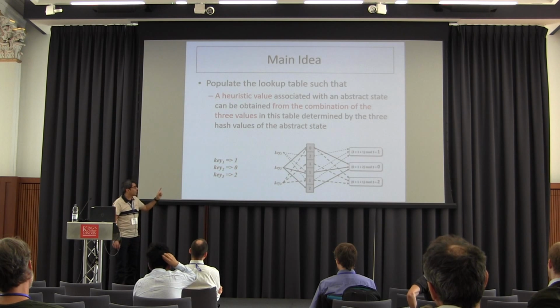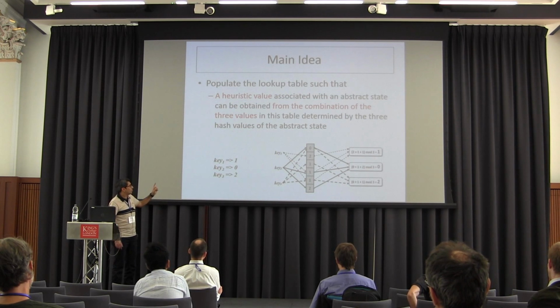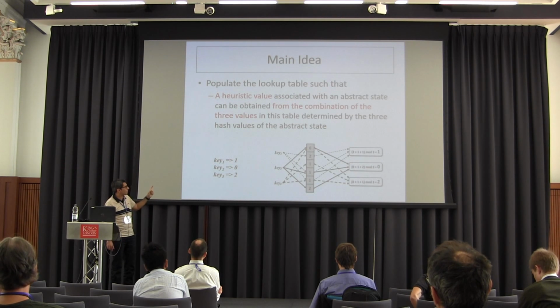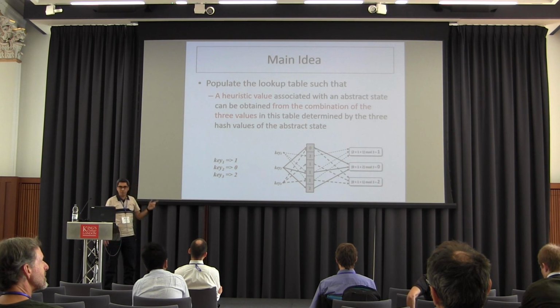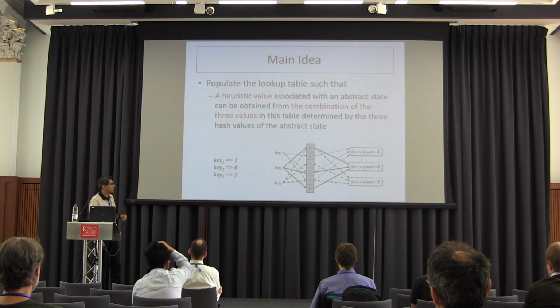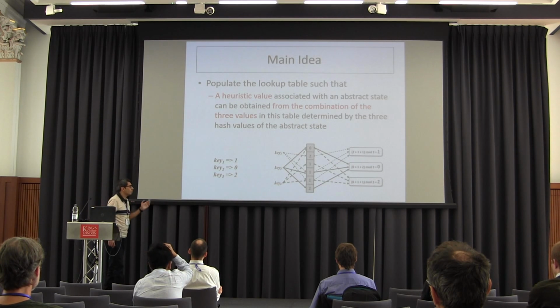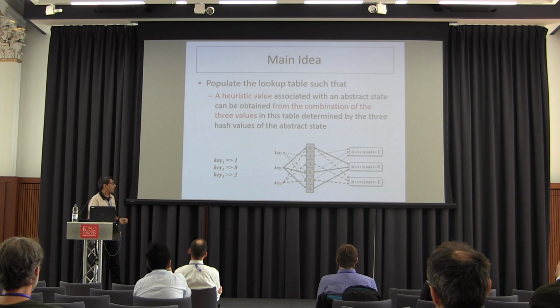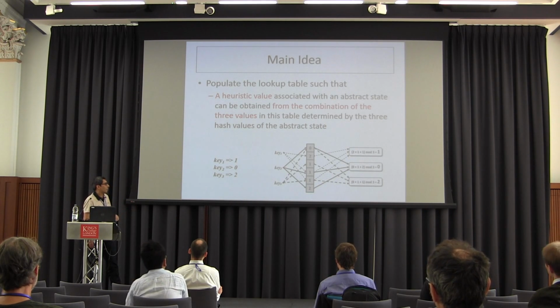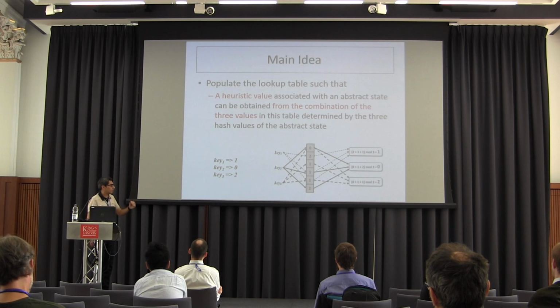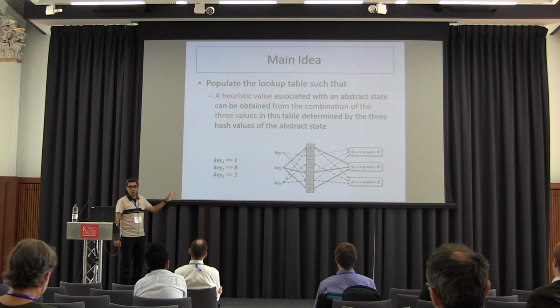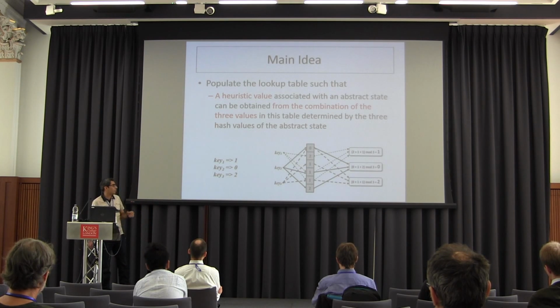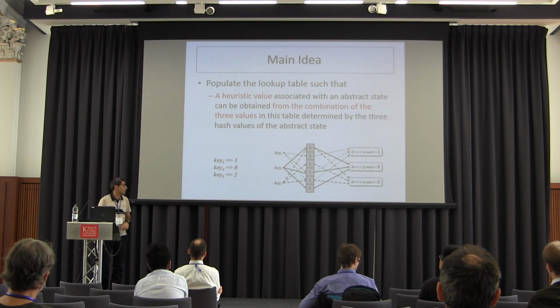So, for example, if you look at P1, it's mapped to three locations, shown by three dash values. We have three values: 2, 1, 1. We want to combine them using a simple and fast function. We just use a single addition, so 2 plus 1 plus 1 is going to be 4. And assuming the highest value in the pattern database is 2, we use the modulo 3 operator, and we get the value of 1, which is the heuristic value associated with P1.